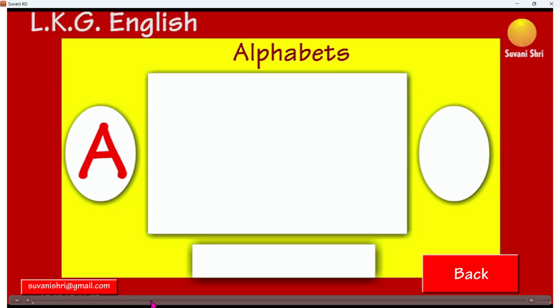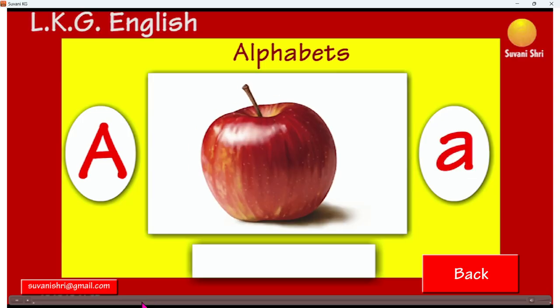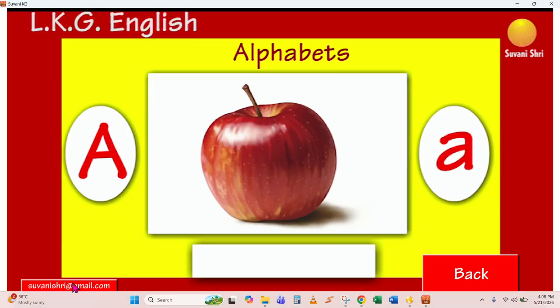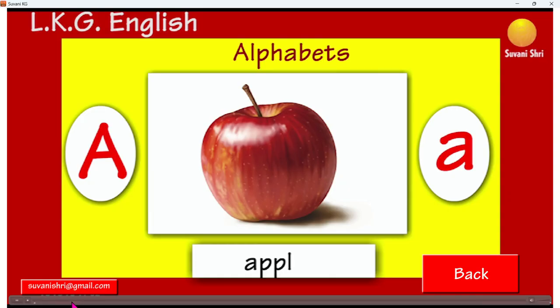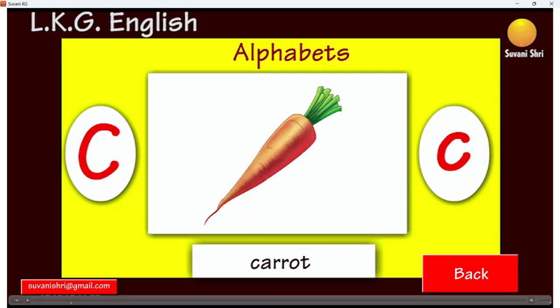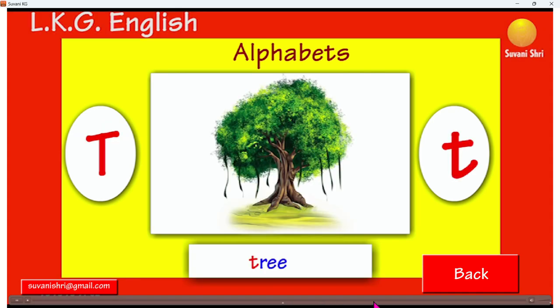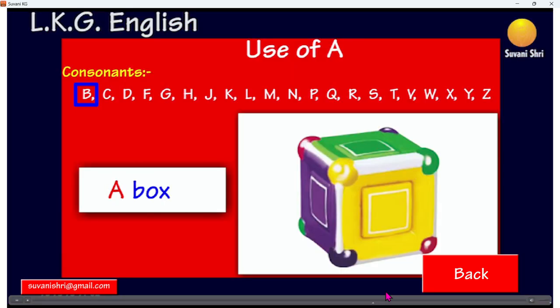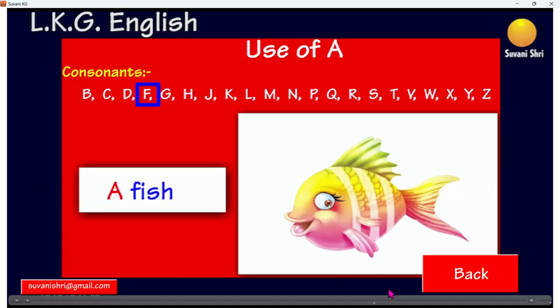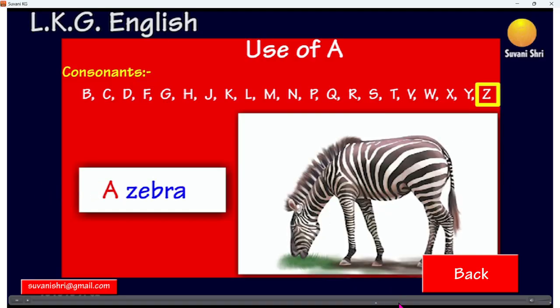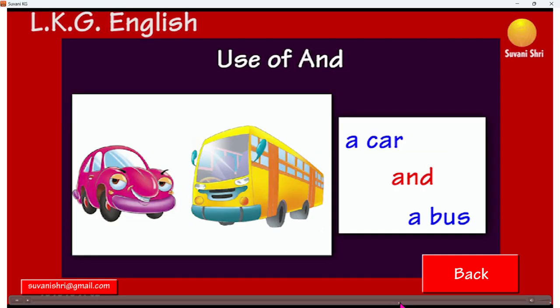Capital A, small a. A for apple. A-P-P-L-E, apple. T-R-E, a box. A fish. A zip, a car, and a bus.